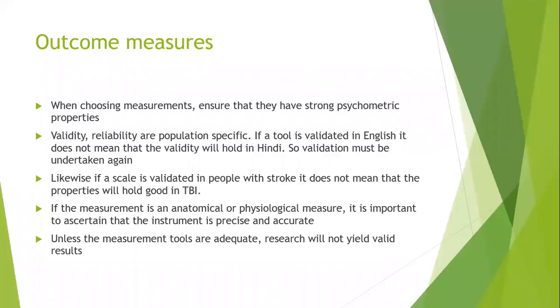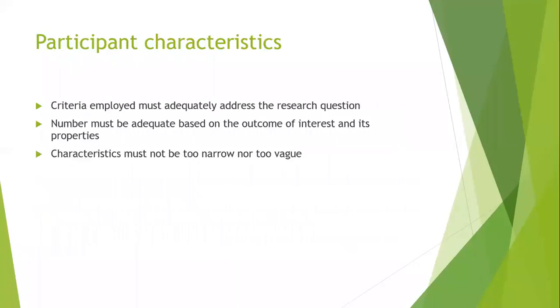When choosing measurements, I already talked about this. Participant characteristics. Criteria that you employ for inclusion exclusion must adequately address the research question based on what you want to know. If you make the criteria too stringent, there might be no generalizability. If you make it too lax, it might not be answering a question. So you must think about the participant criteria.